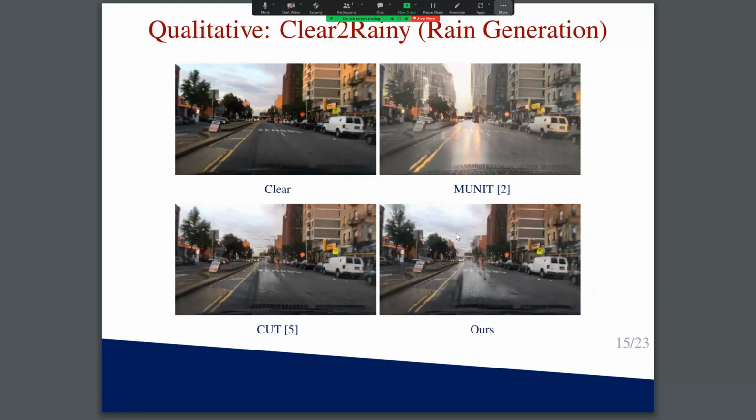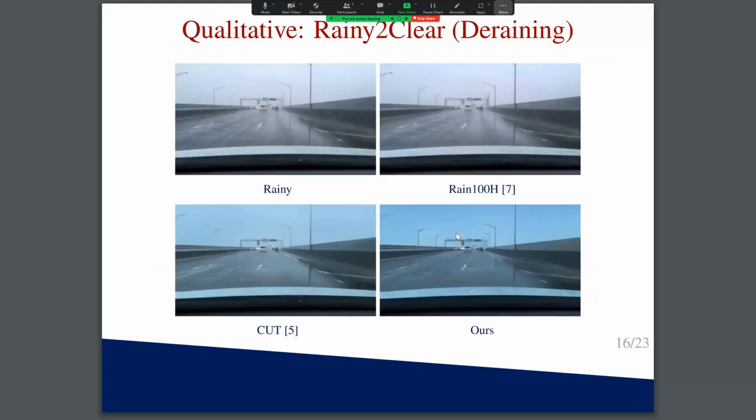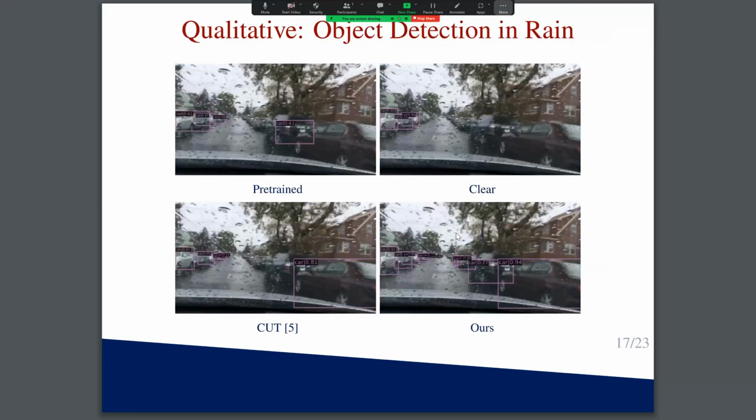Now having finished the quantitative comparison, let's look at some qualitative results, starting with clear to rain, or regeneration, where our method can generate quite realistic rain images with little artifacts or distortions. And for rain to clear, or deraining, our method leads to the best deraining performance, as reflected by the blue sky and the dry road surface.